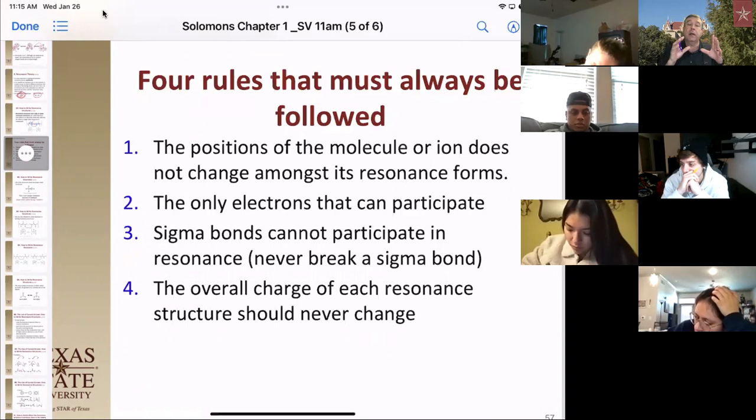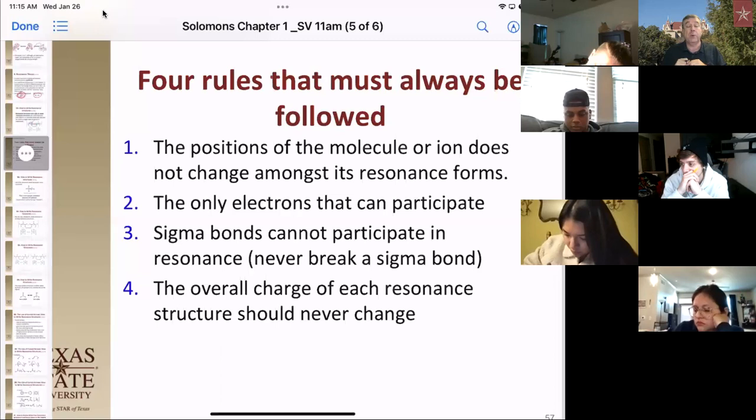So when we were looking at that carbonate, it was -2, -2, -2. In the case of this cation on that 3-carbon chain, we were looking at a positive charge on one and a positive charge on the other. So charge never changed. So basically only pi bonds and lone pairs will move. Everything else stays the same.